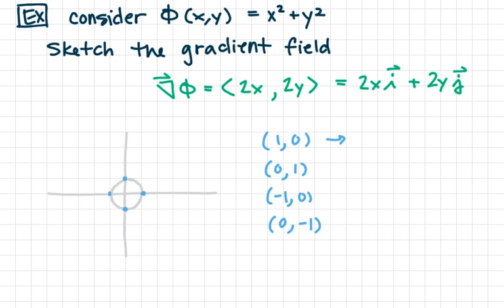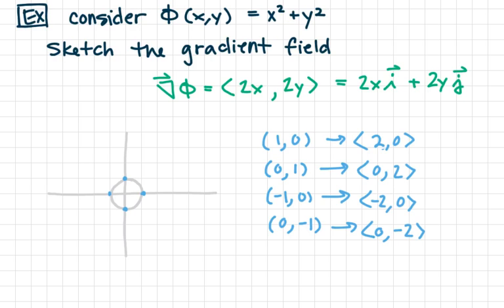And what are the vectors that those create? Well, we've got ⟨2, 0⟩, ⟨0, 2⟩, ⟨negative 2, 0⟩, and ⟨0, negative 2⟩. I'm going to draw each of those. This one is 2 units long. This guy is 2 units going up, 2 units to the left, and 2 units to the right. Essentially every vector I draw along that circle is going to give me a vector of that length.